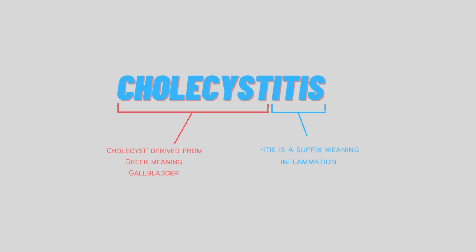It can be difficult to distinguish between the names of biliary disease pathologies. Let's look at what breaking down the word can tell us. Cholecystitis is an inflammation of the gallbladder due to bile being trapped by a gallstone. Cholecyst is derived from the Greek meaning gallbladder, and itis is a suffix for inflammation.